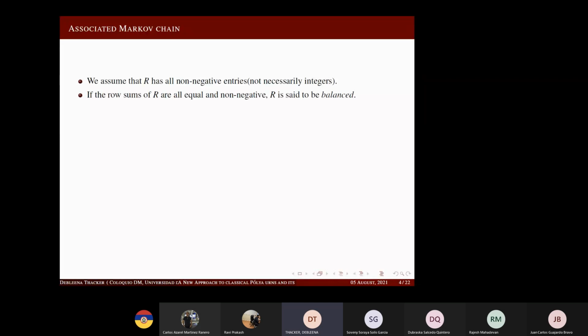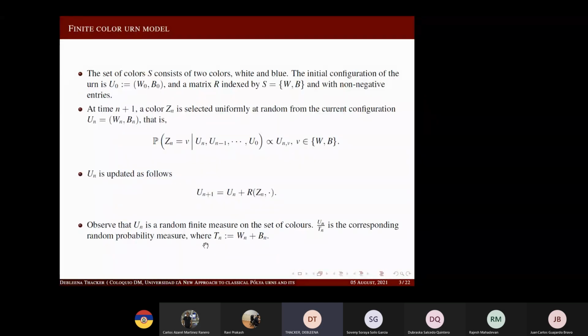If we assume that all row sums of R are, say, some quantity C, which is of course non-negative in this case, then R is said to be balanced. So once R is balanced, let's go back a couple of slides, then this quantity Tn is something like the L1 norm of U0 plus n times C. So therefore, we know how Tn behaves. This is just one of the assumptions. We know how the asymptotic of Tn behaves.